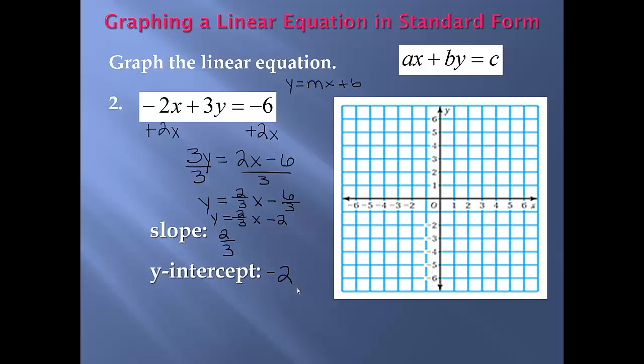Now we're going to graph the y-intercept. If the y-intercept is -2, that means we graph 0, -2. And then our slope is 2/3. So we can go up 2 and then to the right 3. 1, 2, 3. Then we can go up 2 again, 1, 2, and then to the right 3, 1, 2, 3. Now we can graph our line.